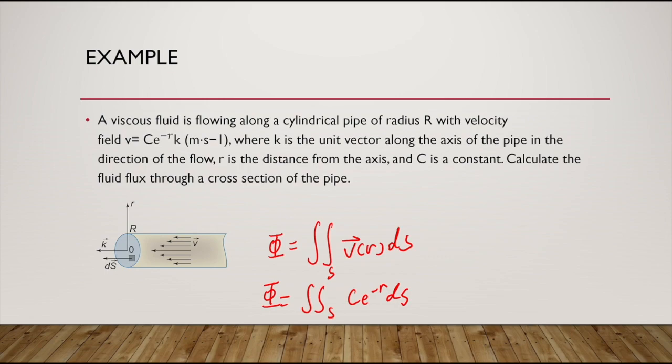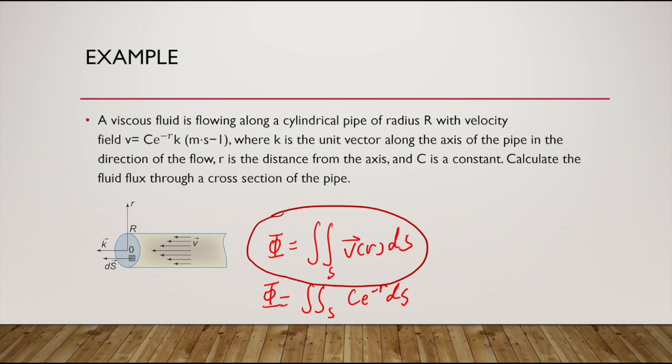Let's do our last example. A fluid is moving along a cylindrical pipe of radius r with velocity field v equal to CERK, where k is the unit vector along the axis of the pipe in the direction of flow. R is the distance from the axis, and C is a constant. Calculate the fluid flux through the cross-section of the pipe. Okay, we have our basic equation right here.